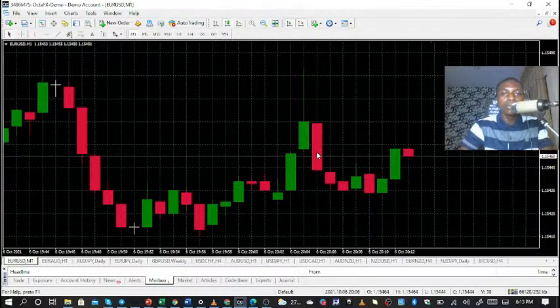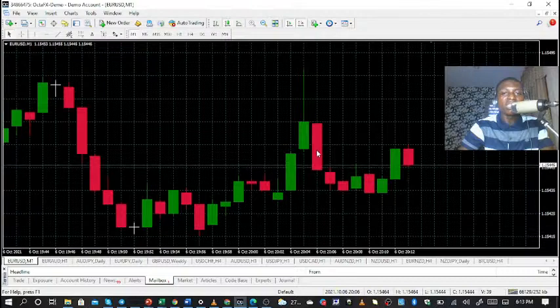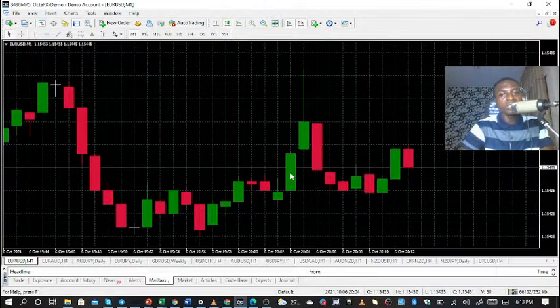This red candle where my arrow is now is formed in 60 seconds, right? This one is formed in 60 seconds. This one too is formed in 60 seconds. 60 seconds makes what? 1 minute. So in a 1 minute time frame, each candle is formed in 60 seconds.